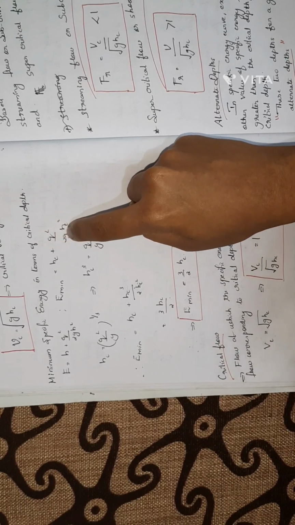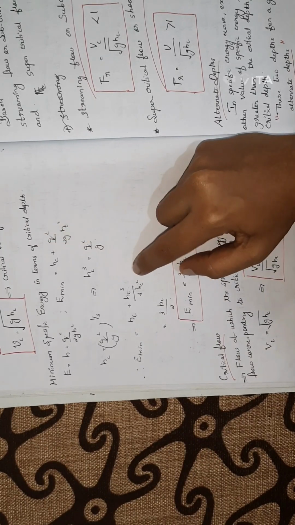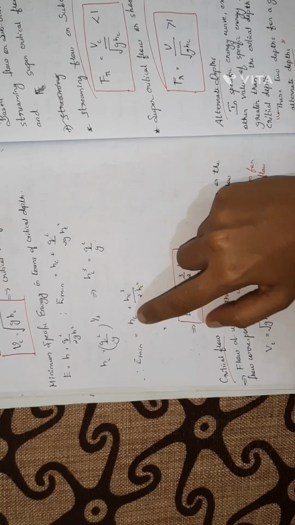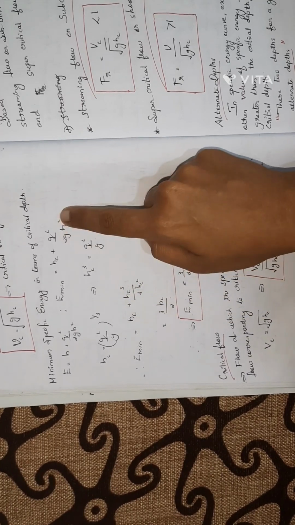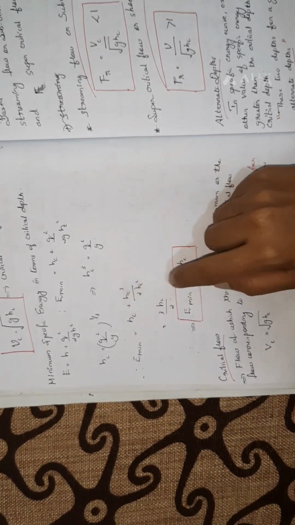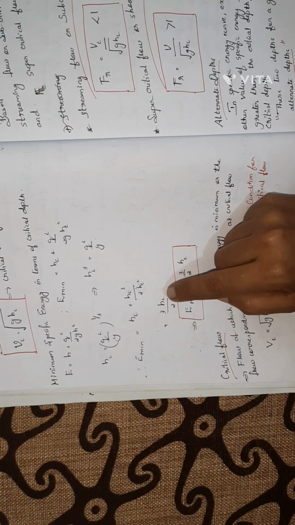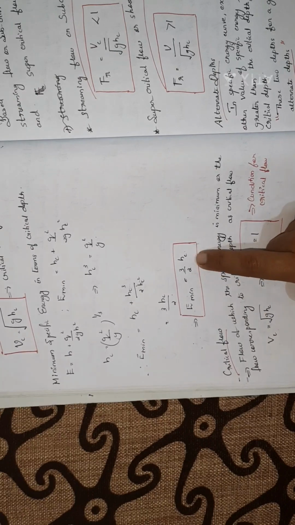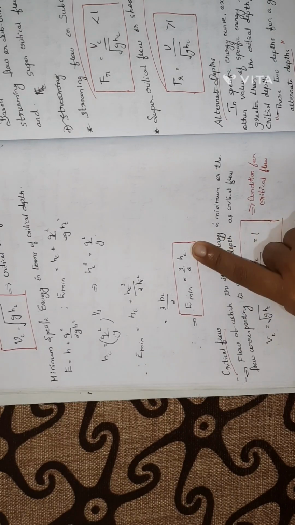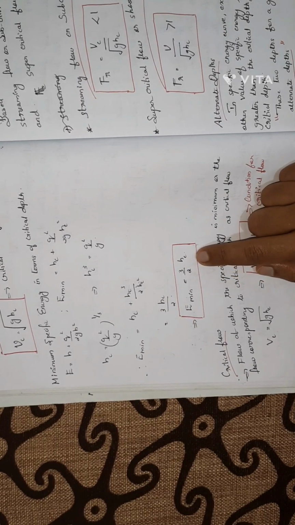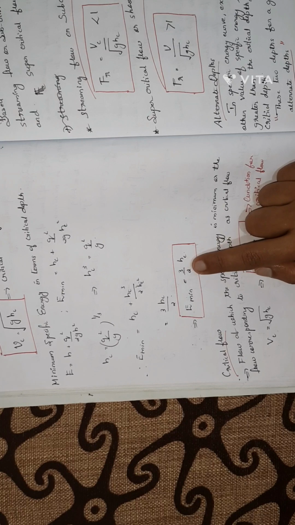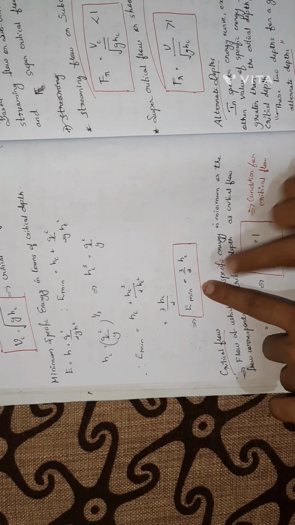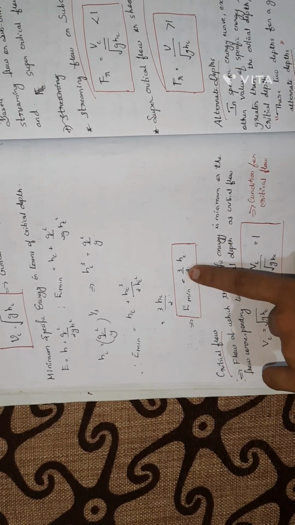So E minimum is nothing but hc plus q square by g, which is here, right? In this term there is q square by g. I am substituting hc cube there. So hc plus hc cube by 2 hc square. hc square and hc square get cancelled off. We'll get 3 by 2 times hc. That is, E minimum is equal to 3 by 2 times the critical depth. Sorry, E minimum is occurring when it is equal to 3 by 2 into hc.